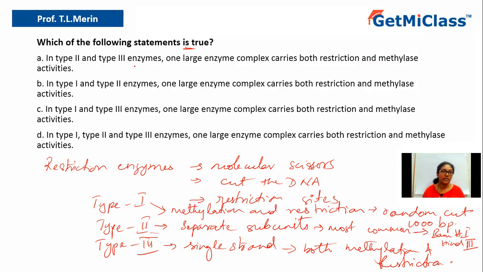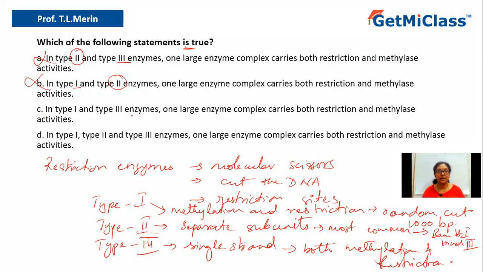So let us see. Option A says in type 2 and type 3 enzymes, one large complex carries both restriction and methylase activity, which is wrong because type 3, yes, but type 2 has separate entities. Option B says in type 1 and type 2 enzymes, one large enzyme complex carries both restriction and methylase activities. So here type 1 is correct, but not type 2 because, as I told you, type 2 has separate entities, hence it is ruled out.